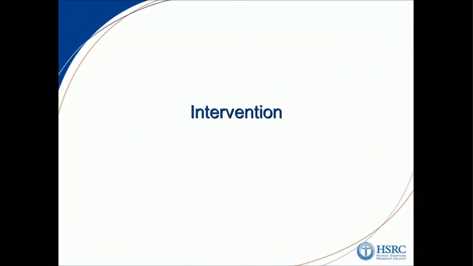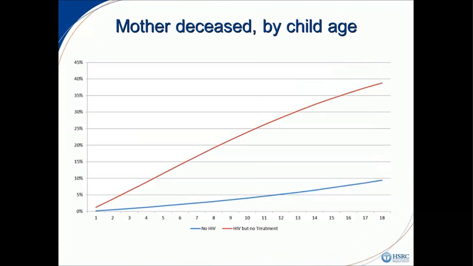So what does this say about interventions? What can we begin to understand from a model like this? So again, a bit stylized, but we put here a simple line, the top line, which is showing the proportion of children whose mother is deceased by age, and the blue line at the bottom shows that there's no HIV, and that's what we were discussing earlier, that only some 10% by age 18 would have lost their mother.